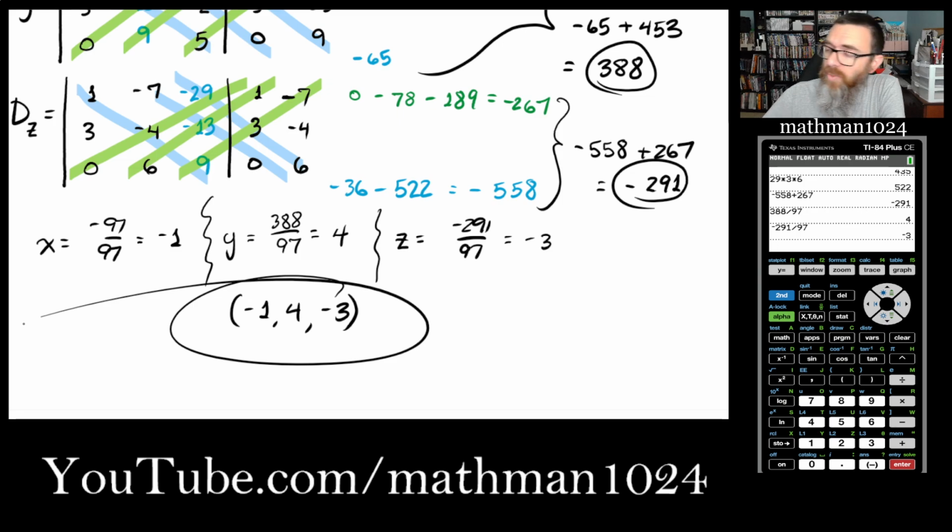All right, up next we have some special properties to look at when it comes to determinants. So let's see how that works.